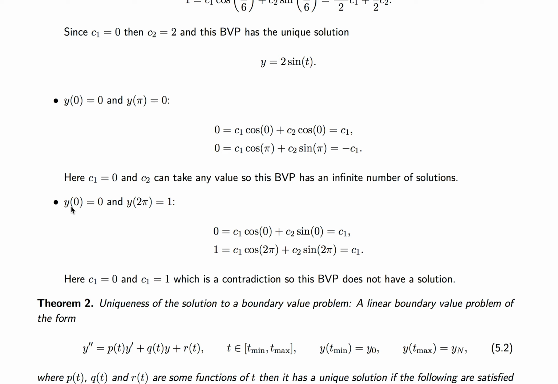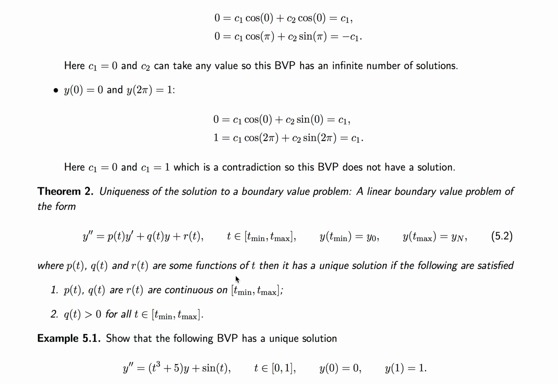And for a third case, we've still got the same initial value, but our upper bound is at t equals 2 pi, and that's got a value of 1. So if we do the same, c1 is still 0, but here cos of 2 pi is 1, sine of 2 pi is 0, so we've also got 1 equals c1. So c1 cannot equal both 0 and 1, so that's a contradiction. So this boundary value problem does not have a solution.